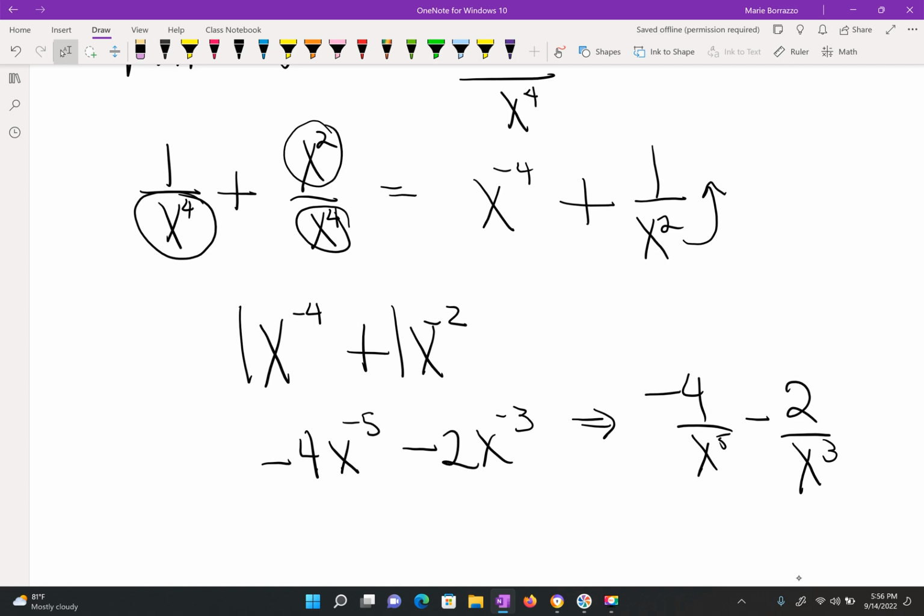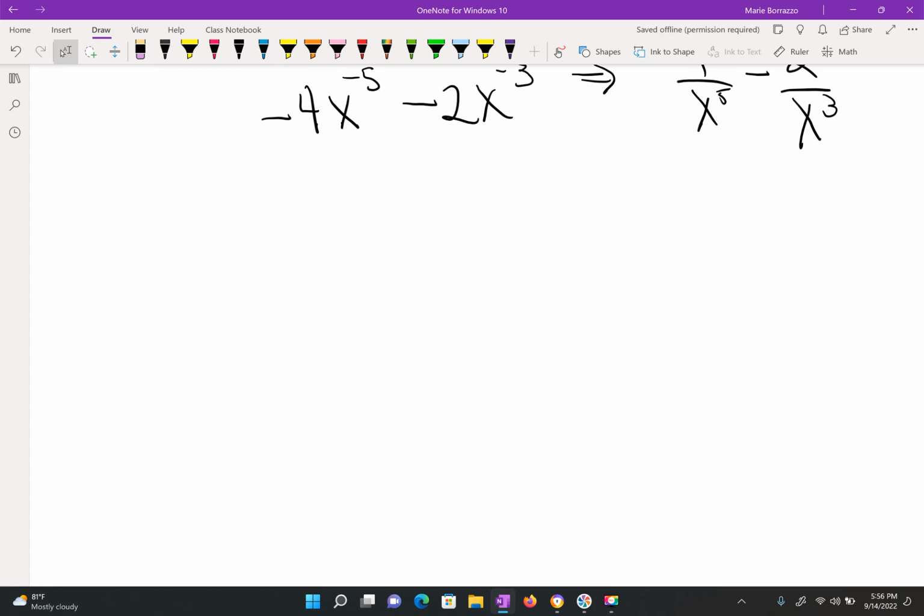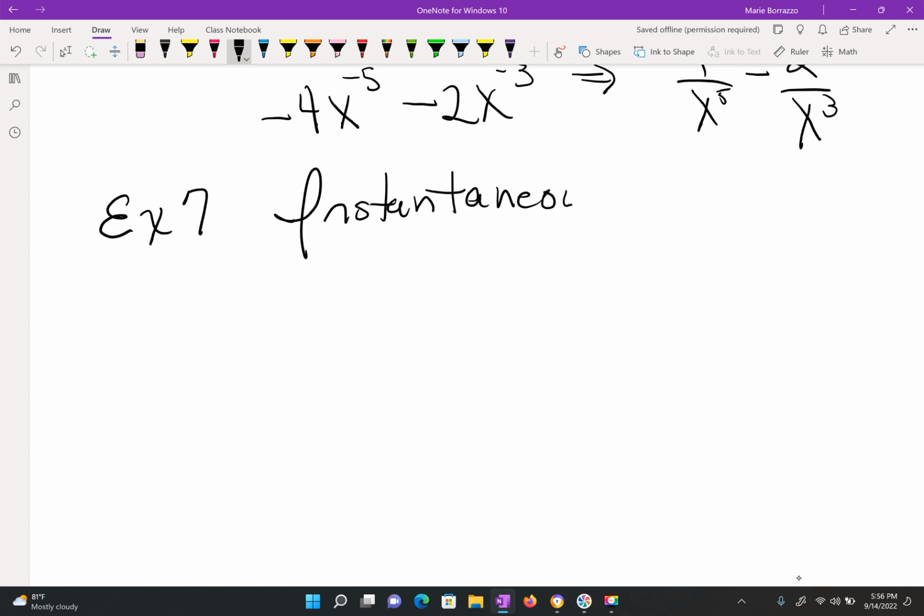Okay, example 7 has to do with instantaneous velocity of an object. So it's an application question, and it's actually very simple. I only have 2 examples remaining. So example 7, instantaneous velocity.